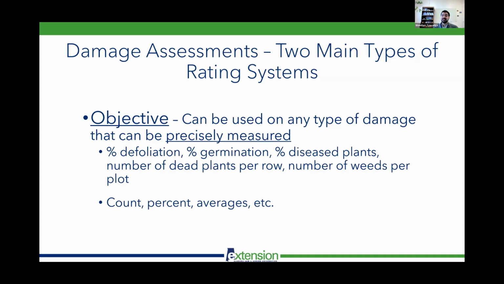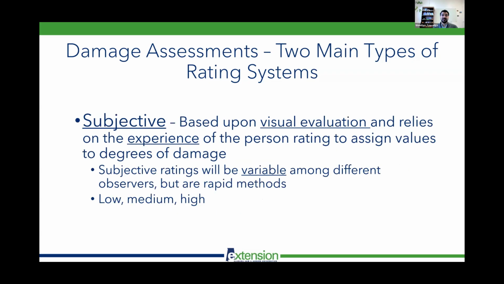So oftentimes we're looking at percent defoliation, percent germination, percentage of plants that are deceased, the number of dead plants per row, how many weeds we have per plot, per row, per acre. Usually it's some units of measure like that. So if we see a count, a percent, or an average, that's usually going to be an objective rating.